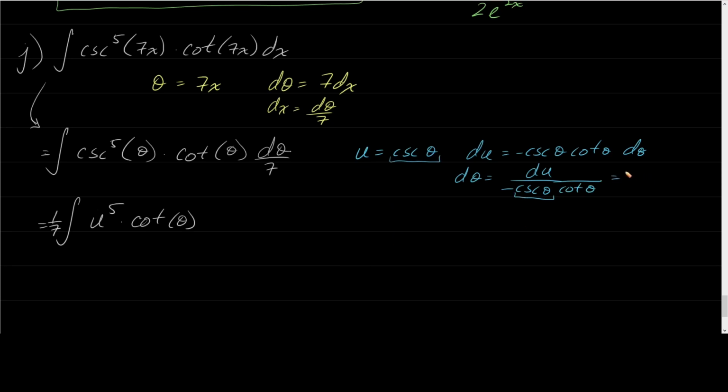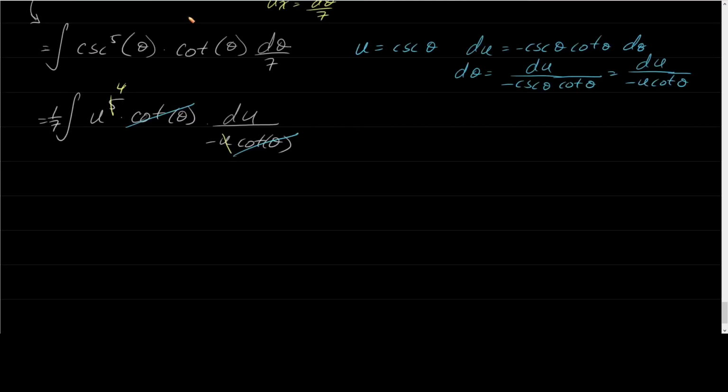So really, this just becomes du over negative u cotangent theta. So this d theta over here is really going to be now times du over negative u cotangent theta. What you'll note there is that cotangent cancels out. But not just cotangent, this u reduces that 5 to a 4.